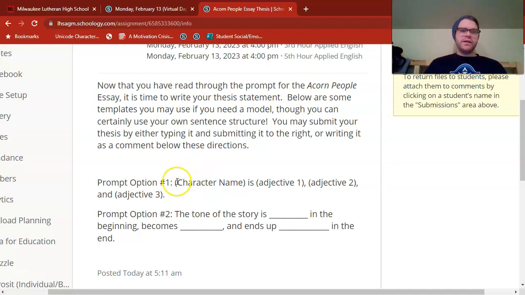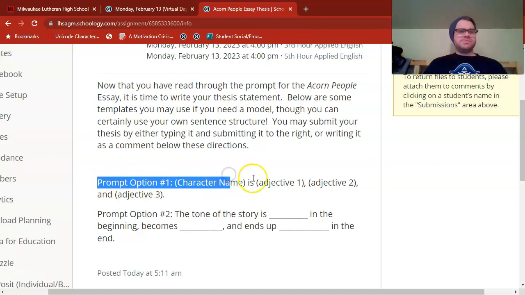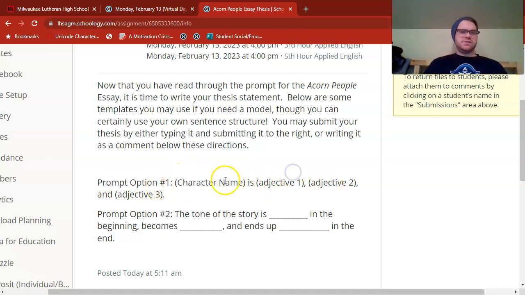If you're looking for a template, for prompt option number 1, so if you're doing character analysis, it could just be a simple sentence where you do your character's name, and then you list your three adjectives. So mine, for instance, was, Mr. Bradshaw is stern, orderly, and distant. That might be my complete thesis right there. It helps me to get a good direction for my essay.